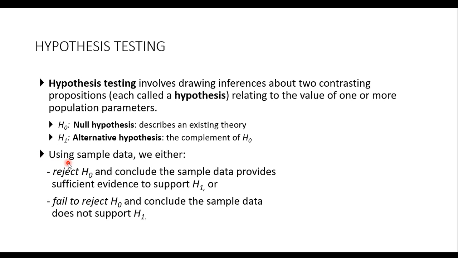So using sample data, we reject the null hypothesis, and we conclude that from the sample data there is sufficient evidence to support the alternate hypothesis. Or if we fail to reject the null hypothesis, then the sample data does not support H1, that means the null hypothesis is true, we fail to reject it.